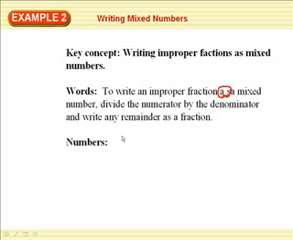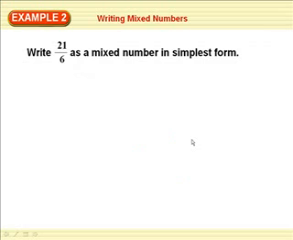So here's a number, 7/3. Divide the numerator by the denominator. How many times will 3 go into 7? 2 times, which is 1 left over, and that leftover gets written as the fraction. That's it. Now write 21/6 as a mixed number in simplest form.